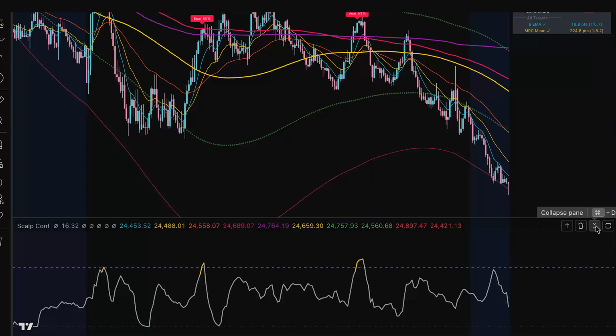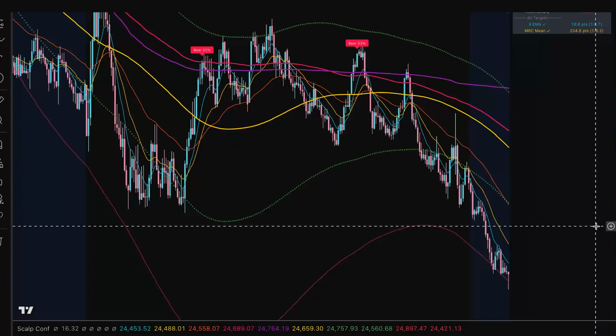You get the point. And to wrap this tutorial up, I'm going to show you how to further customize this indicator so you can tailor it to your specific trading style and visual preferences. If you would prefer not to see the oscillator on your screen, hover your mouse around the scalping confidence indicator and click on the 2 arrows facing towards each other where it says collapse pane. This will hide the oscillator but still keep everything else present on screen.